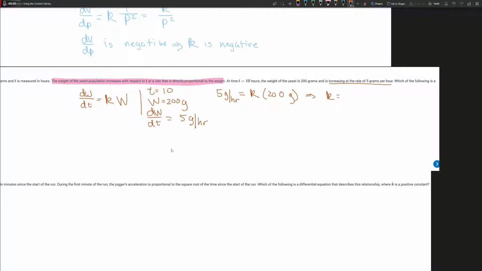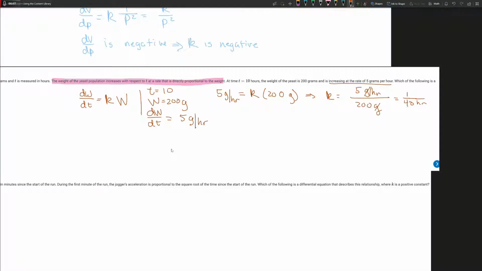Now when we solve for K, K is going to be 5 grams per hour divided by 200 grams. So the unit of grams cancels, and you get this weird unit of per hour. So we have 1 over 40 per hour. Don't worry too much about the units for K. They're going to be kind of weird.